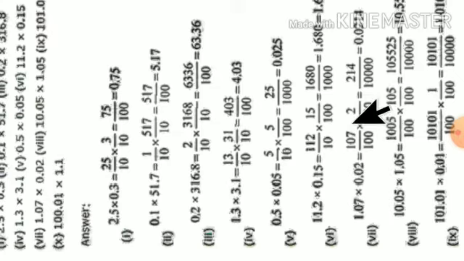Now next one, 1.07 into 0.02 equal to 107 upon 100 into 2 upon 100 equal to 107 into 2 is 214 upon 10,000 equal to 0.0214. There are 4 zeros. So after point 4 digits will come.